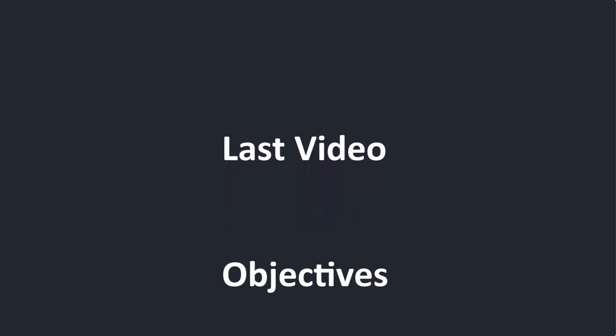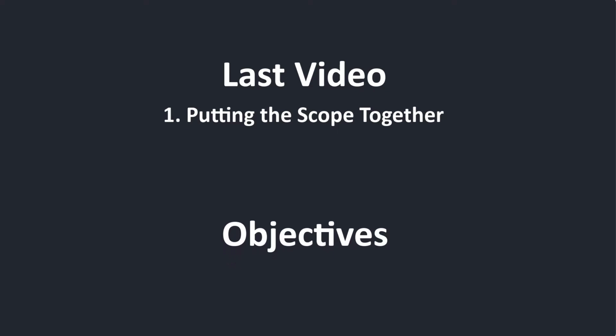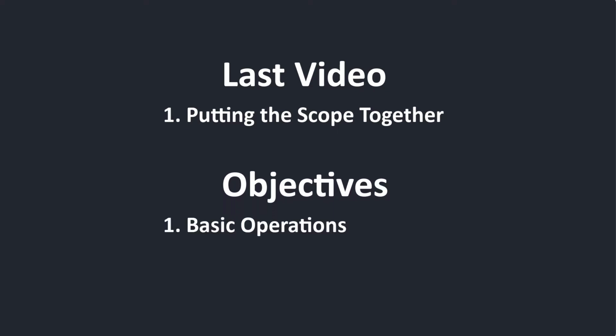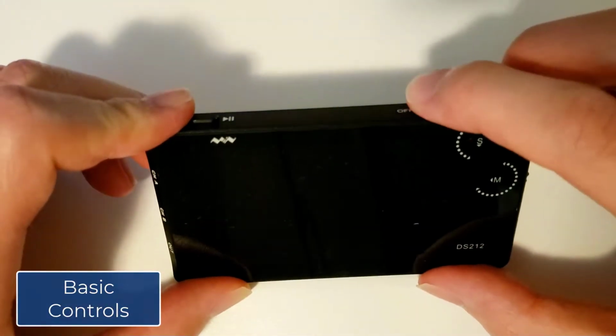In our last video, we went over how to put the DS212 scope together. In this video, we'll go over the basic operation of the scope. We're ready to turn on the scope now, so let's flip the power switch to on.